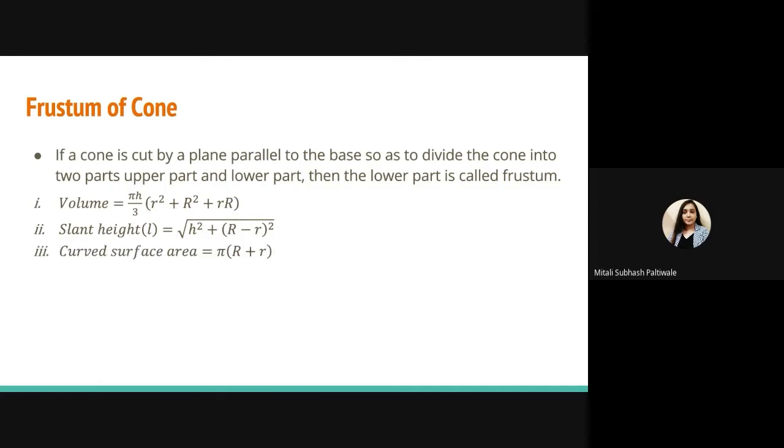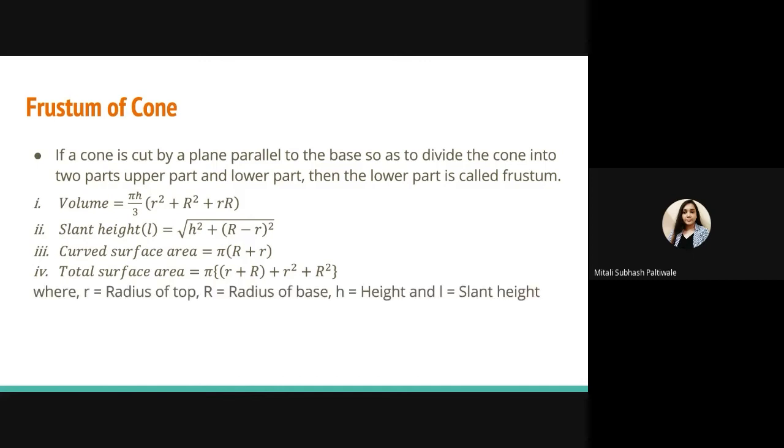Okay, so let's move. The curved surface area of that cone or frustum will be equal to pi r plus R. Now the total surface area would be pi into r plus R, plus r square plus R square, where small r is the radius of the top and capital R would be the radius of the base, wherein the base area will always be more than the area of the top. L is the slant height and H is nothing but the height.